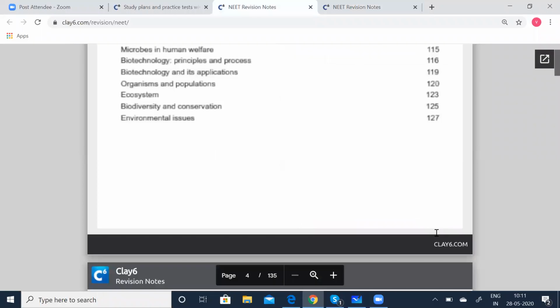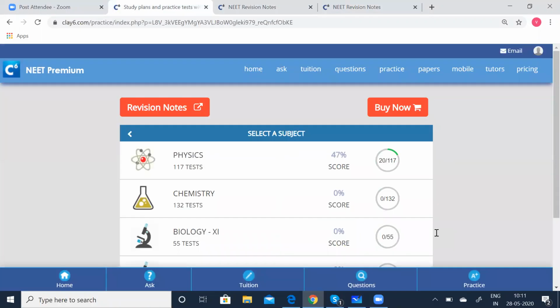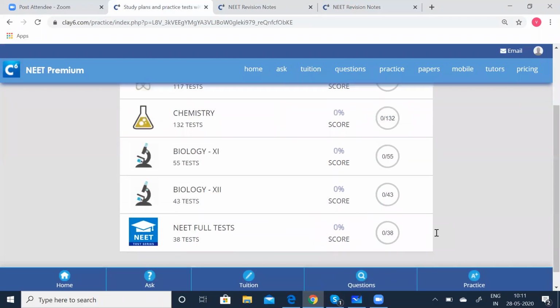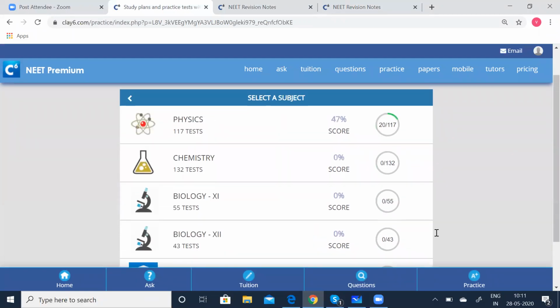With this, we have completed the important formulae and concepts which you'll have to learn in this particular chapter. Now we'll go to the test. We have tests for physics, chemistry, biology, and the NEET full tests also. We have around 117 tests for physics.